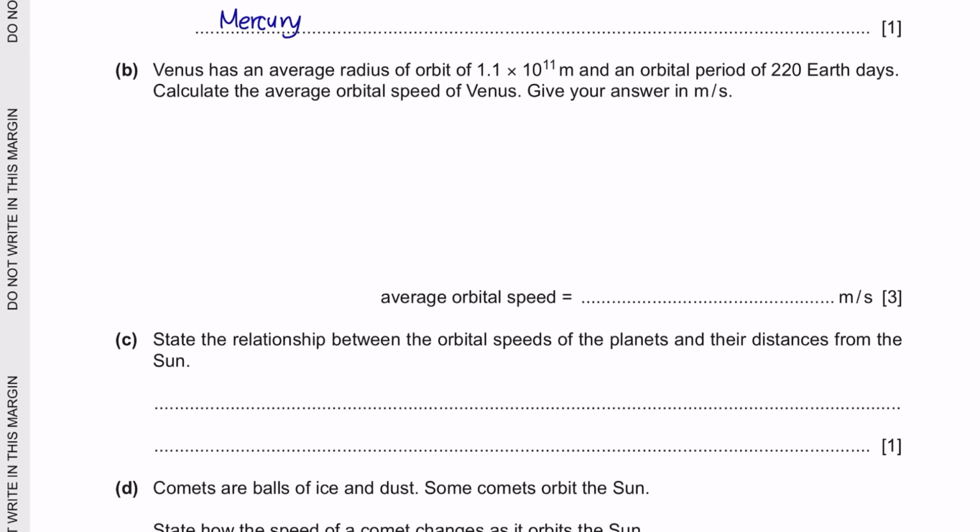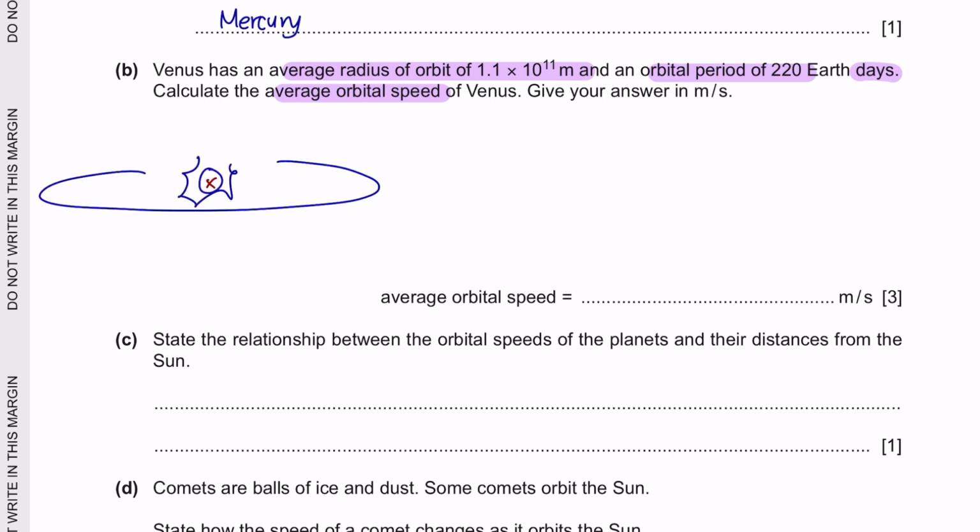Question B. Venus has an average radius of orbit 1.1 times 10 to the power of 11 meters and an orbital period of 220 Earth days. Calculate the average orbital speed of Venus. So the radius from the center of the Sun to Venus is 1.1 times 10 to the power of 11 meters, and it takes 220 days to complete one orbit.